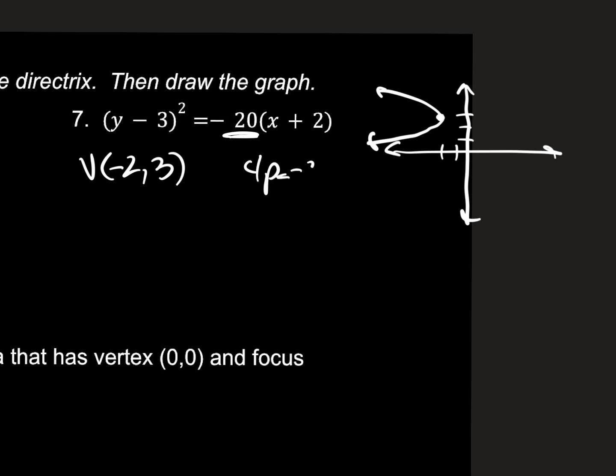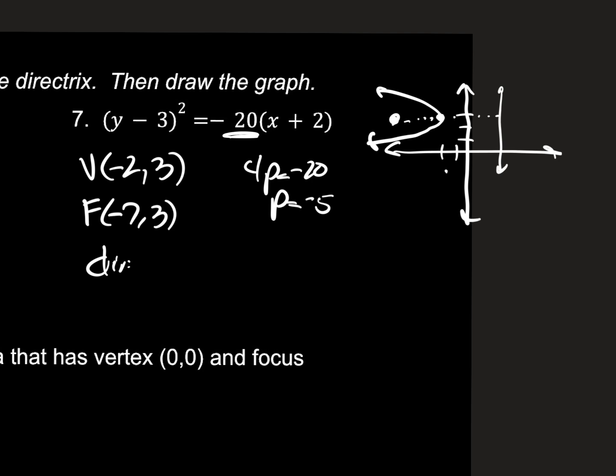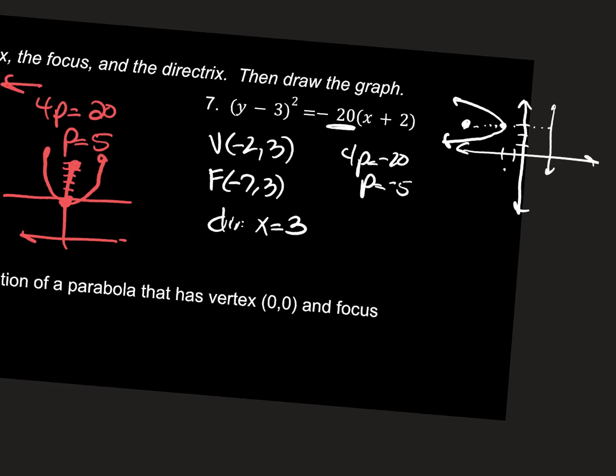4p is -20, so if I divide by 4, it's -5, which means the focus is 5 inside there. I was at -2. If I go 5 more to the left, that puts me at -7, 3. That's what that point is. Which means the directrix is going to be 5 the other way. So I'm going to go 1, 2, 3, 4, 5 this way to figure out where the directrix is. If I go 5 to the right of -2, it puts me at 3, and it's going to be x equals 3 because it goes through the x-axis.